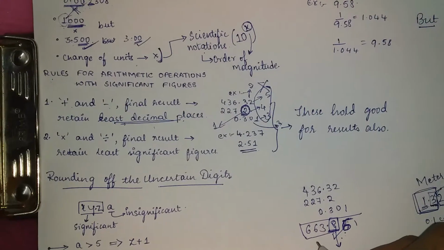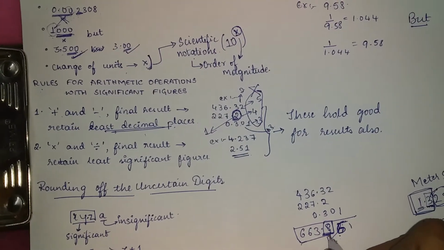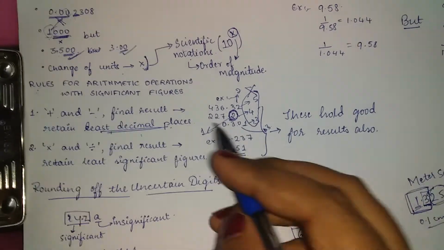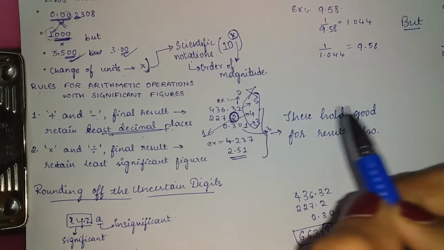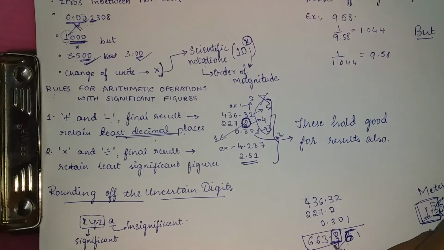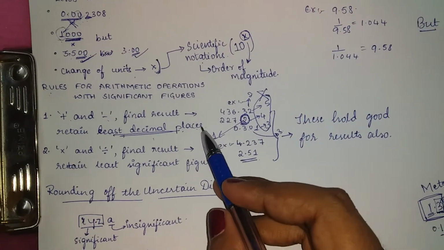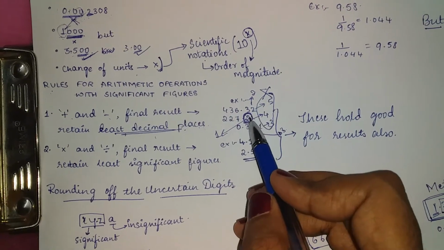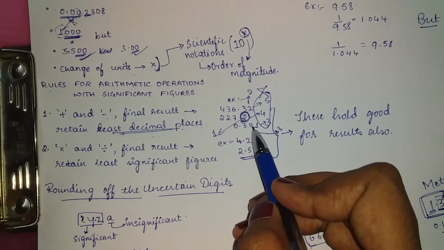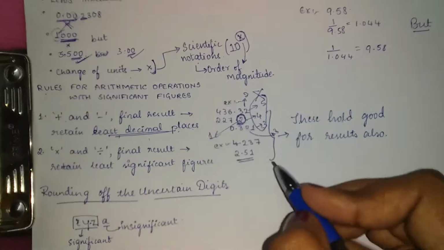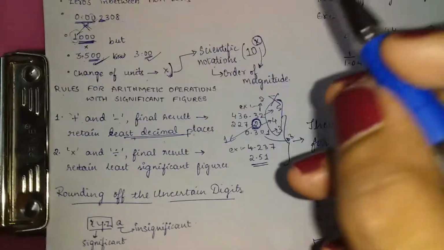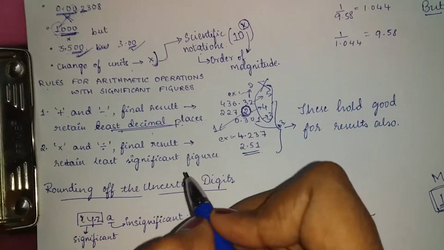So here the answer is just 663.8, because in addition and subtraction, remember, it is just the least decimal place that you are seeing. Only the least decimal place, among the 3 numbers that you are adding, or any number of numbers that you are adding or subtracting. Now coming to multiplication or division.